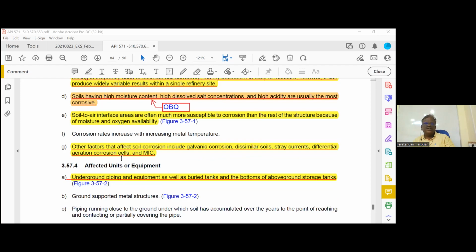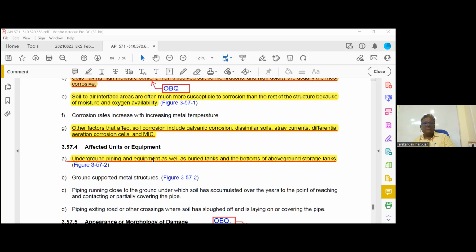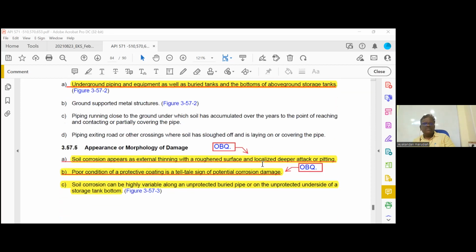Then highlight the G. Other factors that affect soil corrosion include galvanic corrosion, dissimilar soils, stray current, differential aeration corrosion, and MIC. Just highlight it, not important. Affected units: underground piping and equipment, as well as buried tanks and the bottoms of aboveground storage tanks. Then appearance, this is open to question. Soil corrosion appears as external thinning with a roughened surface and a localized deeper attack or pitting. That line is important: roughened surface and localized deeper attack or pitting. Then poor condition of the protective coating is a telltale sign of potential corrosion damage. That is also open to question. If the coating is damaged, that means there is soil corrosion.